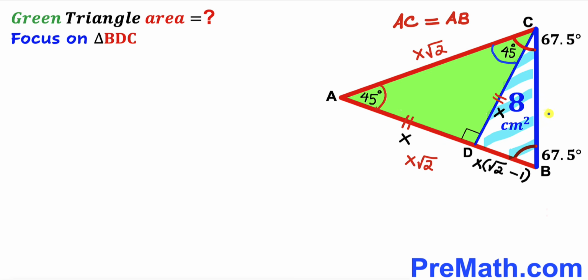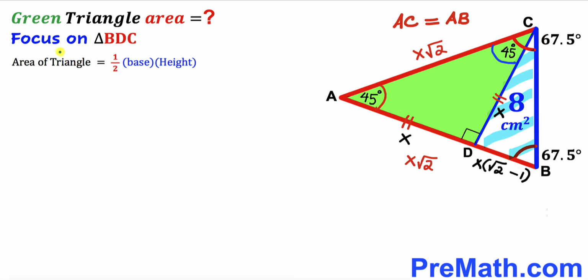And now let's focus on this blue triangle BDC. We know its side lengths are x times square root of 2 minus 1, and this side is x, and the area has been given to us as 8 centimeters square.